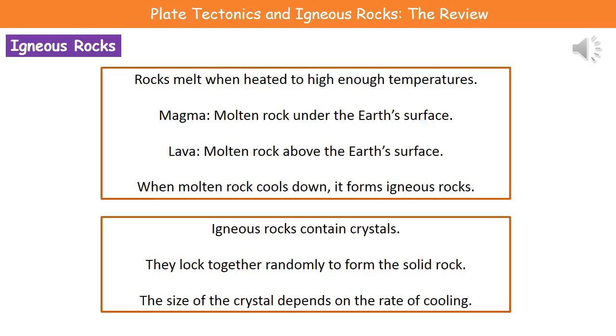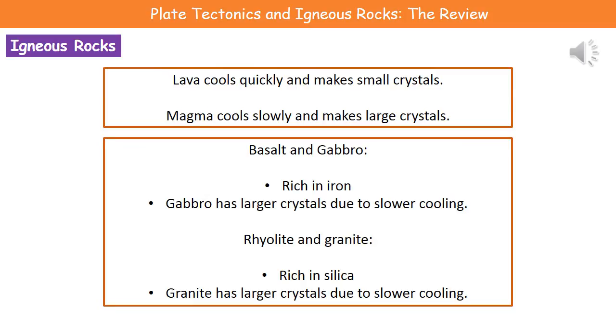And what we find is that the size of the crystal that we actually generate depends on how quickly it cooled. So if we think about lava, which is on the surface of the Earth, remember, then lava actually cools quickly, and as a result the crystals are small. If we think about magma, which is under the surface of the Earth, that cools slowly and makes much larger crystals. So slow cooling is large crystals, fast cooling is small crystals.